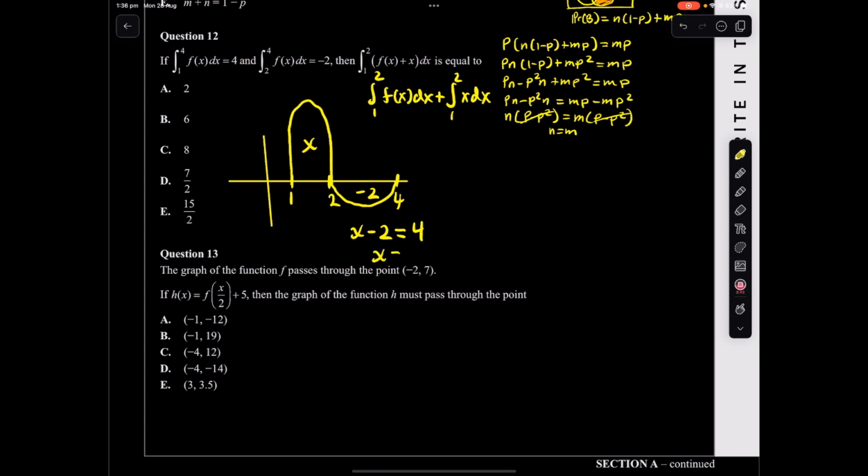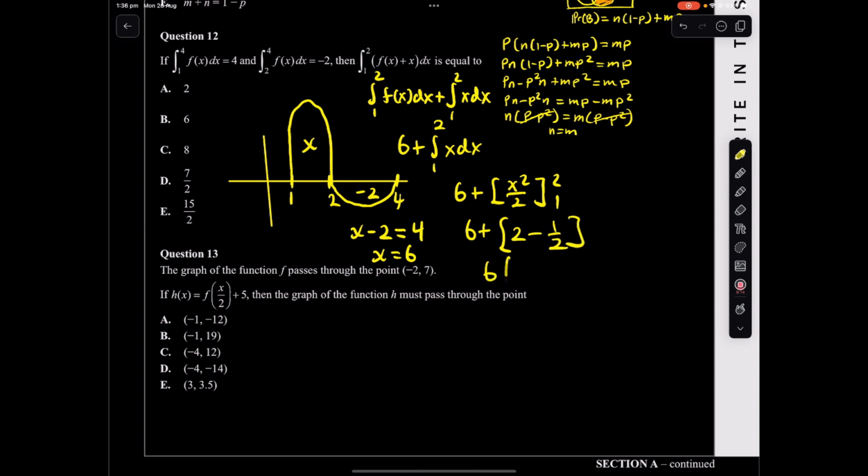We get x equals 6. So this means what's 6 plus the integral from 1 to 2 of x dx? Very nice. So 6 plus x squared over 2, from 2 to 1. So 6 plus 2 minus half, 6, 3 on 2, so it'll be cancelling those out. 3 times 3.